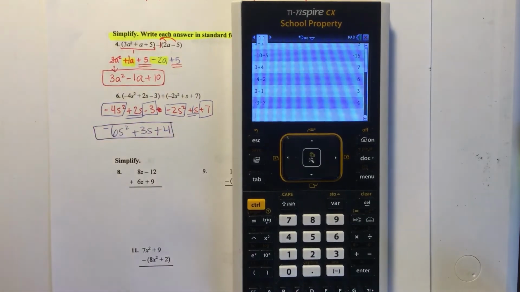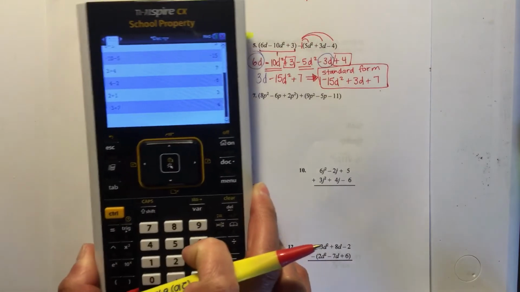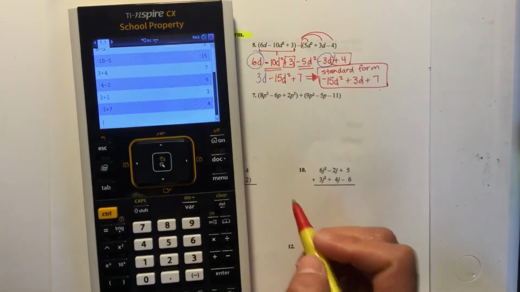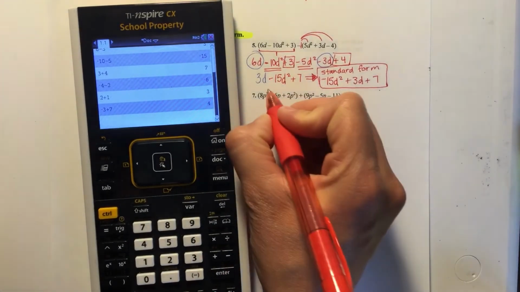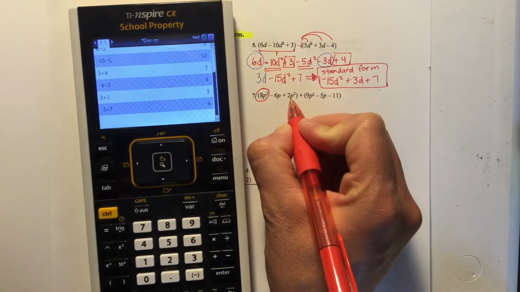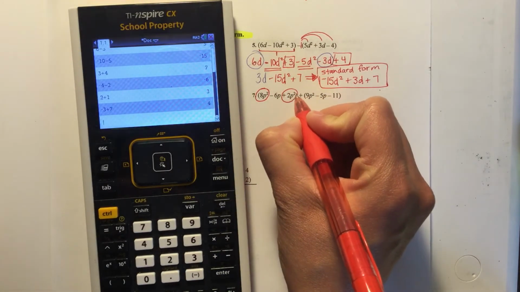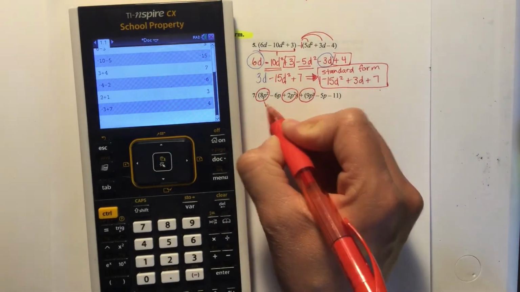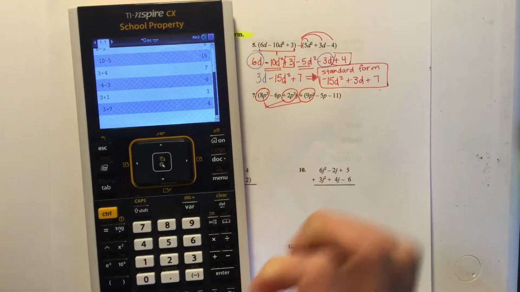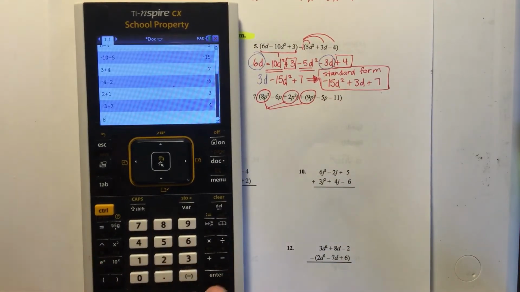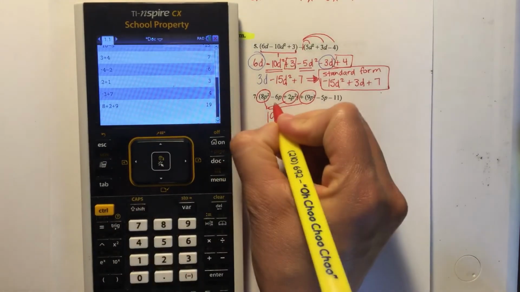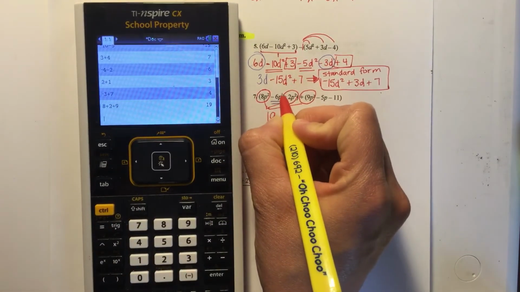And it's already in standard form. Number 7, same thing. It's an addition sign. You don't need to change any of the signs, so you can automatically start combining. So 8p squared can be combined with 2p squared, and it can be combined with plus 9p squared. This time you're combining all 3 terms. When you combine all 3, you're taking 8 plus 2 plus 9. 19p squared.